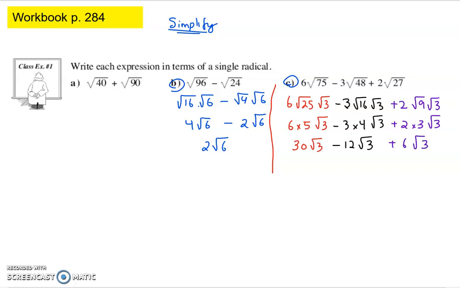So now what do we have? Everything is root 3. So we're just going to take their coefficients and combine them according to their signs. So 30 minus 12 plus 6 will give me 24 root 3. Okay?